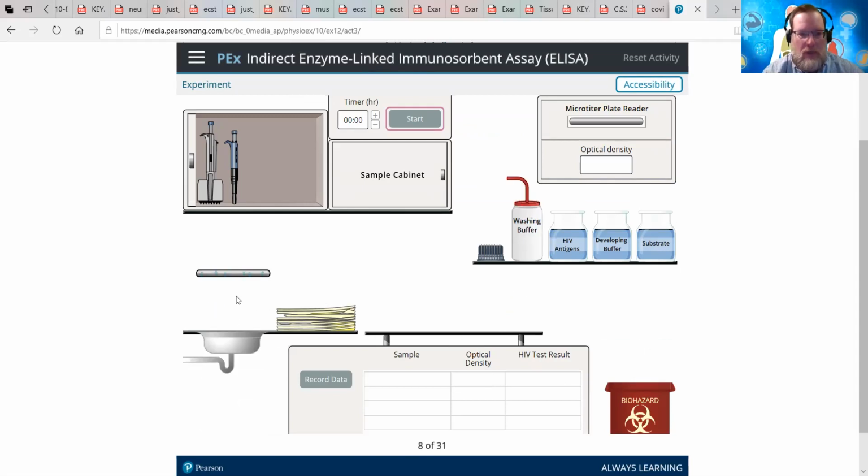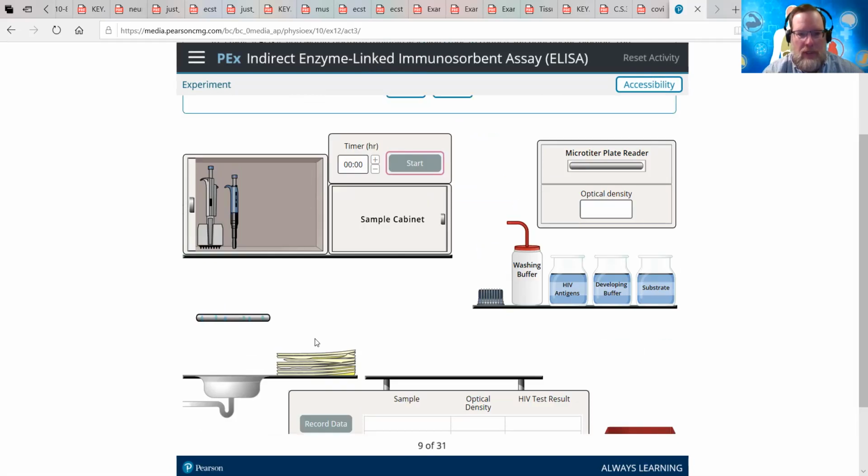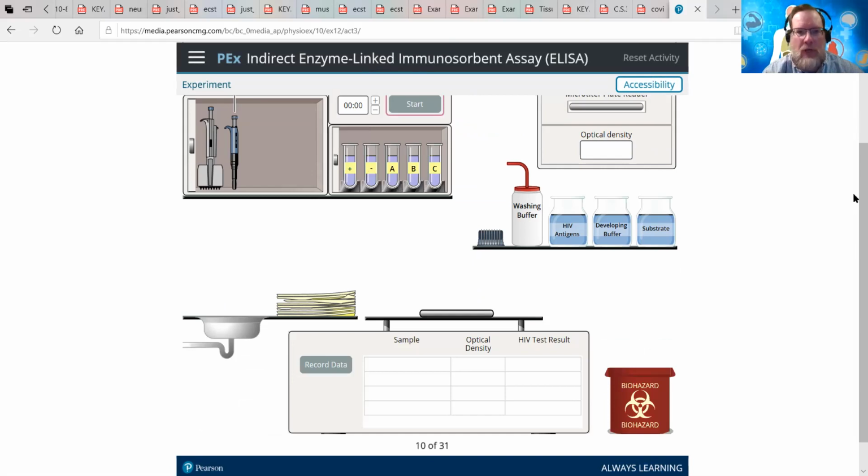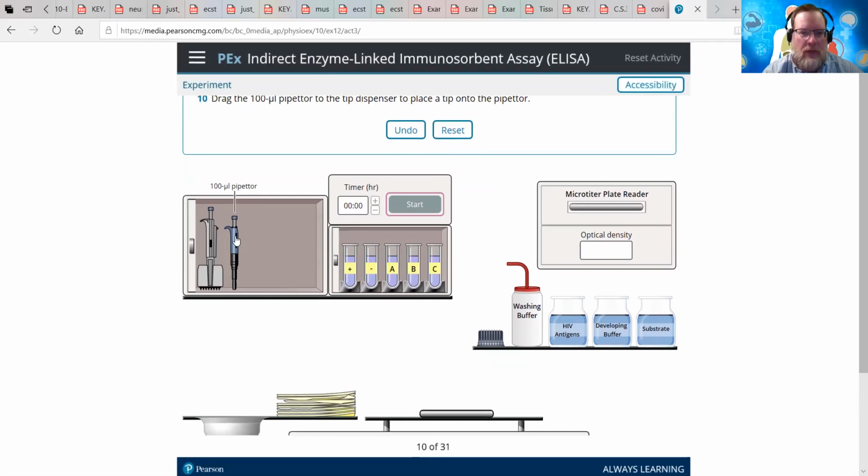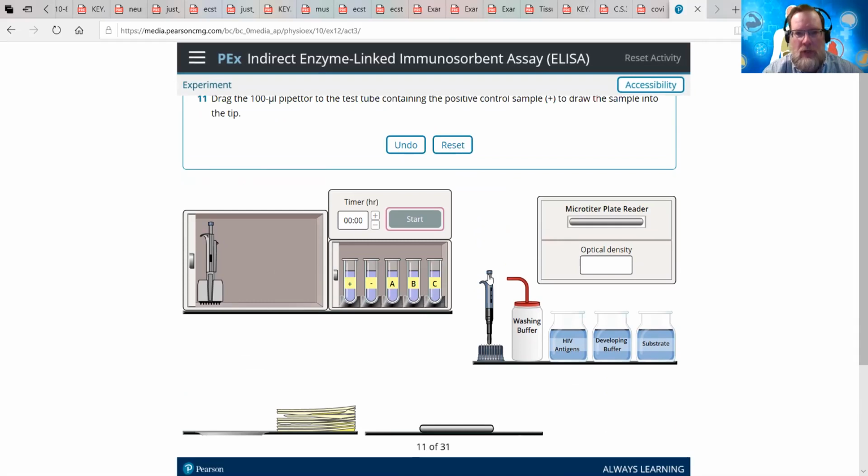Then we're going to dab it a little bit, dry it off, and then send it back over there. Okay, so drag the 100 microliter pipetter to the tip dispenser to place a tip onto the pipetter. So here's our pipetter. We're going to go over here, get a tip on it, and then we're going to go to this, a positive control sample.